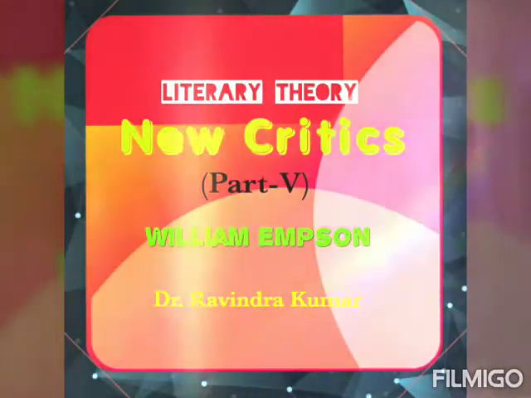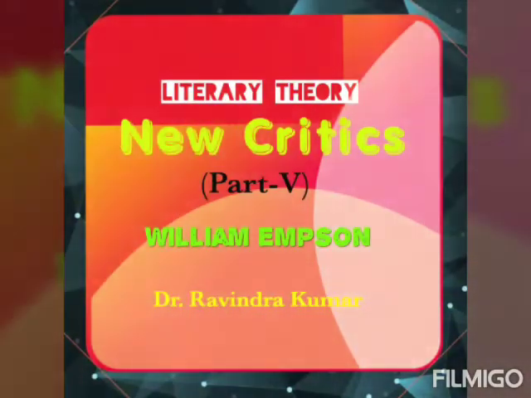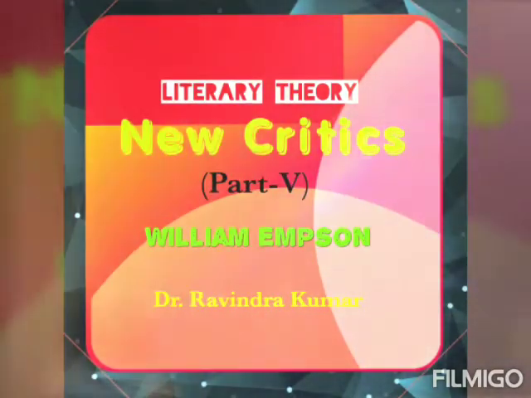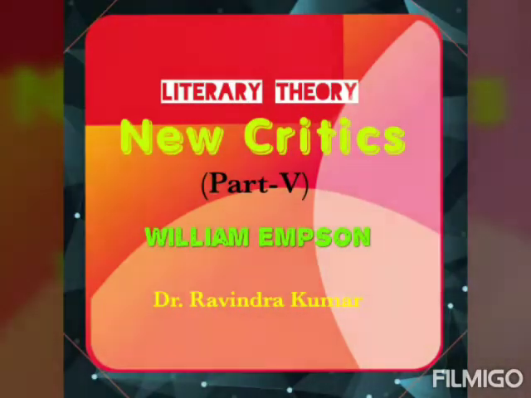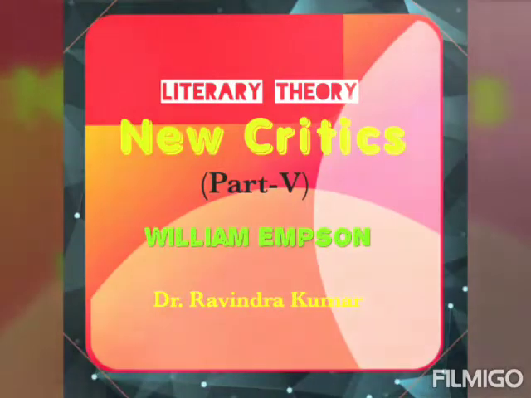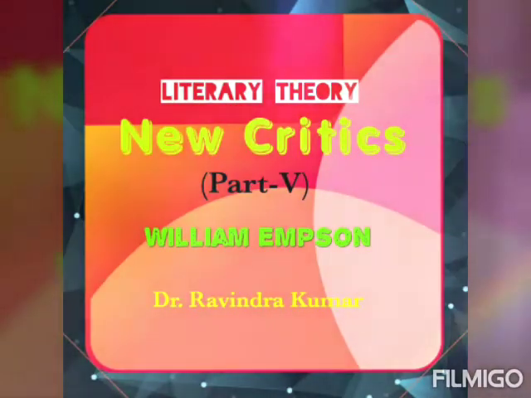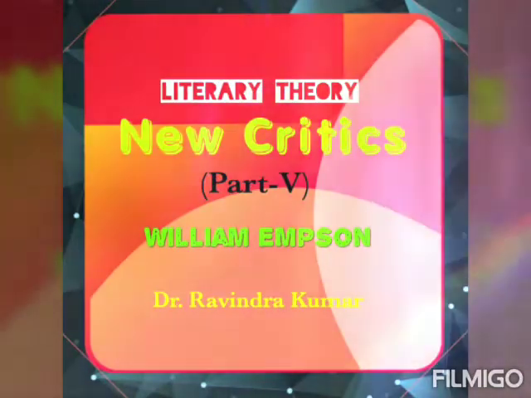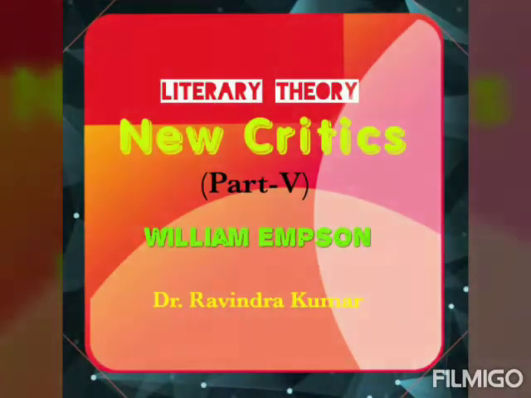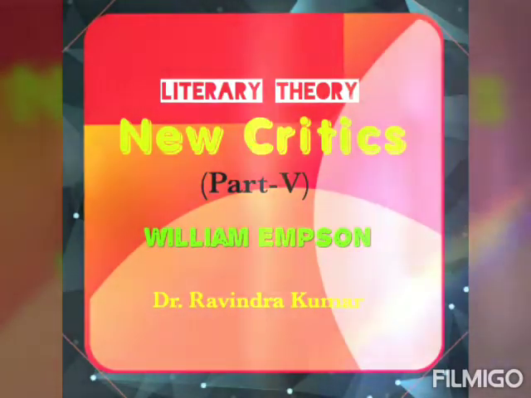Now, if you have a look at this book, Seven Types of Ambiguity, you can see it as an offshoot of practical criticism written by I. A. Richards. And you know that Empson was a disciple of I. A. Richards and was very much impacted by him. So this book can be seen as an offshoot of Richards' practical criticism.